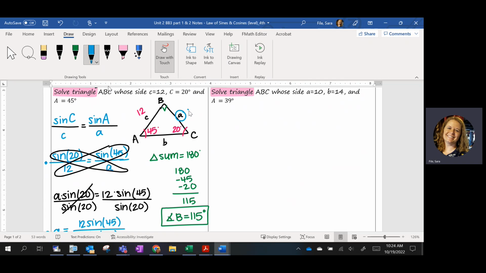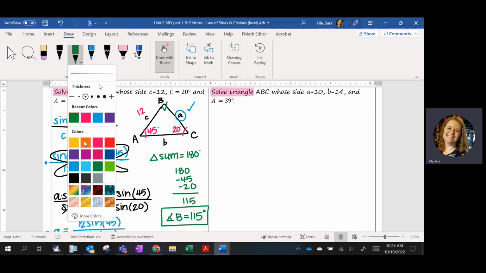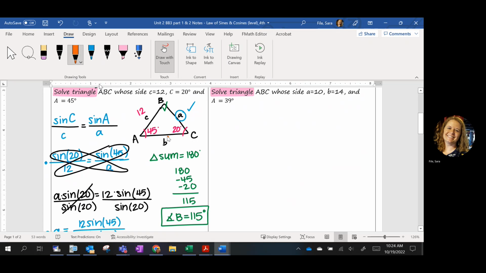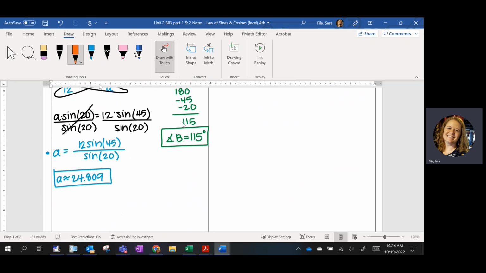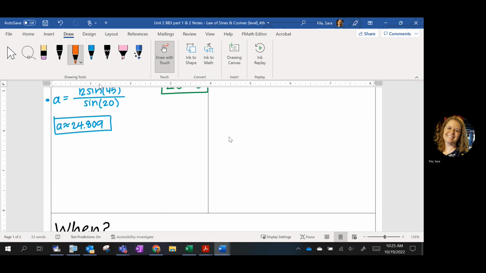So got a missing side, check. Got the missing angle, check. So we just have side B left to find, right? So we still have to find side B. Using law of sines, setting up a proportion, we have to use B because that's what we're looking for. And we know angle B now, so that's good. So we'll use sine of B is to side B.